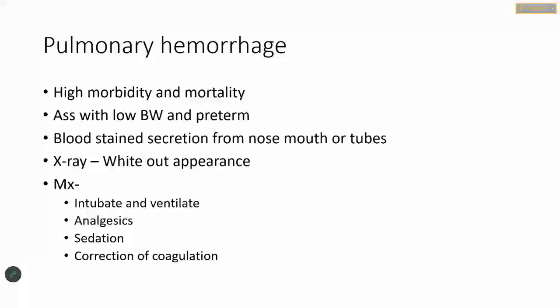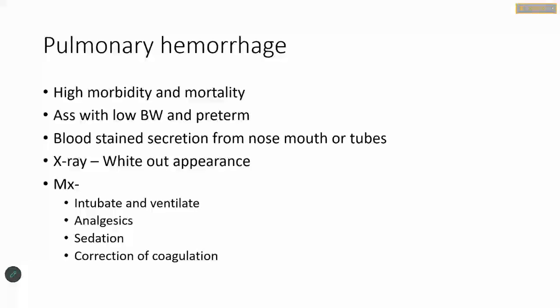So what we can see is the child will have respiratory distress and recurrent cough. With a cough, we can see blood-stained secretions coming from the mouth and the nose. If you put an NG tube, the blood will be coming out of the NG tube. So that is the condition of pulmonary hemorrhage.